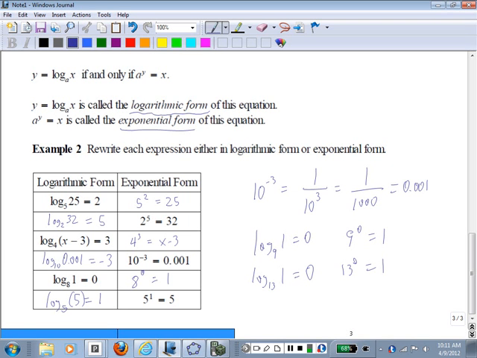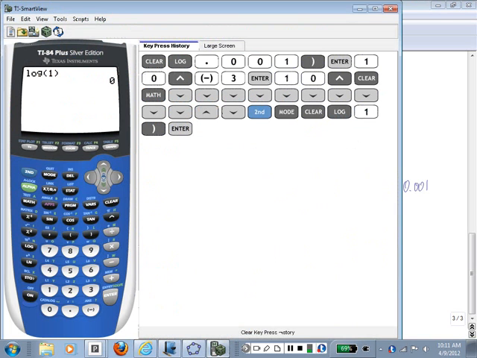This property says if the base and the argument of the logarithm match, the answer is always 1. For example, log base 9 of 9. What power can 9 be raised to get 9 as the answer? 1. And log base 10 of 10 equals 1. So if we press LOG of 10, since it is a base 10 logarithm, we get 1.